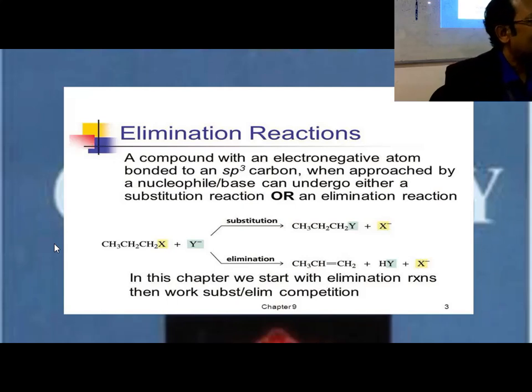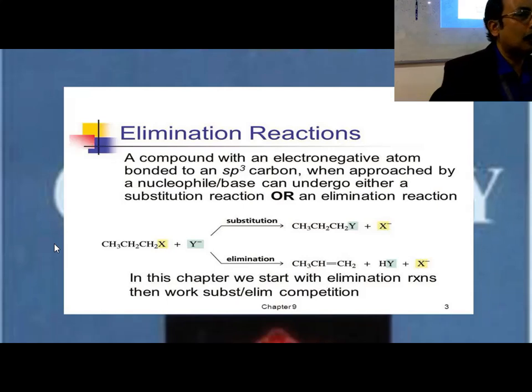On the other hand, concentrated NaOH has OH minus as a free basic species, a base acting as a base. OH minus is a base species. That is a base, abstracting a proton from the molecule. It is acting as a proton abstractor, abstracting a proton from the molecule, giving elimination.